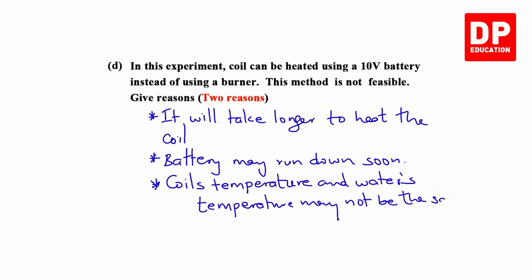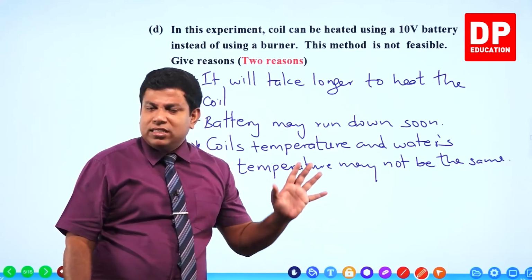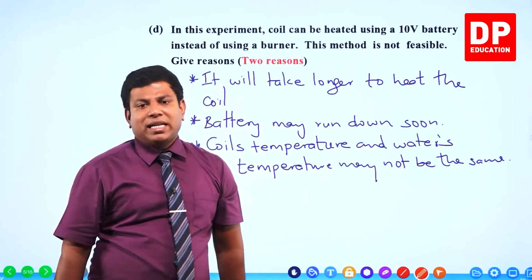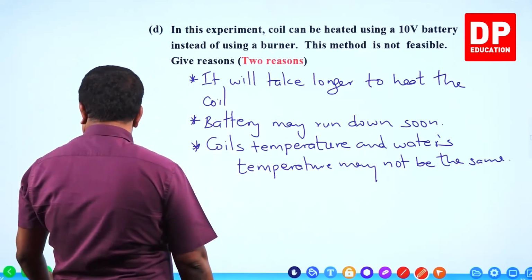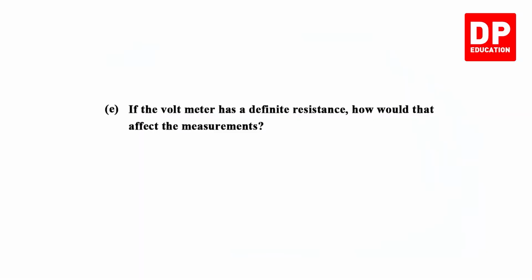See, these are some common practical issues. You don't need much rocket science knowledge to answer these kinds of questions. Very straightforward, practical questions they ask. If the voltmeter has a definite resistance, how would that affect the measurements?